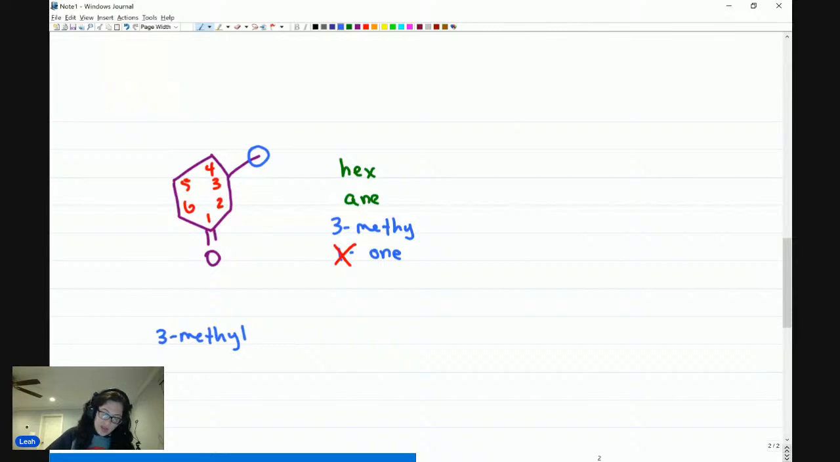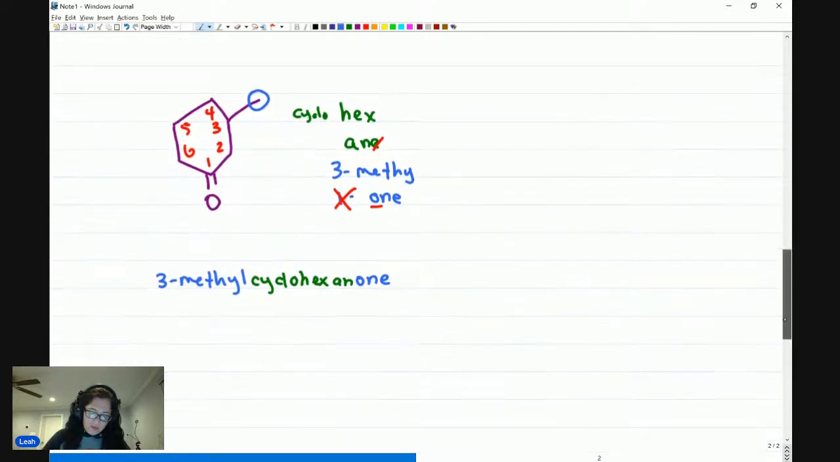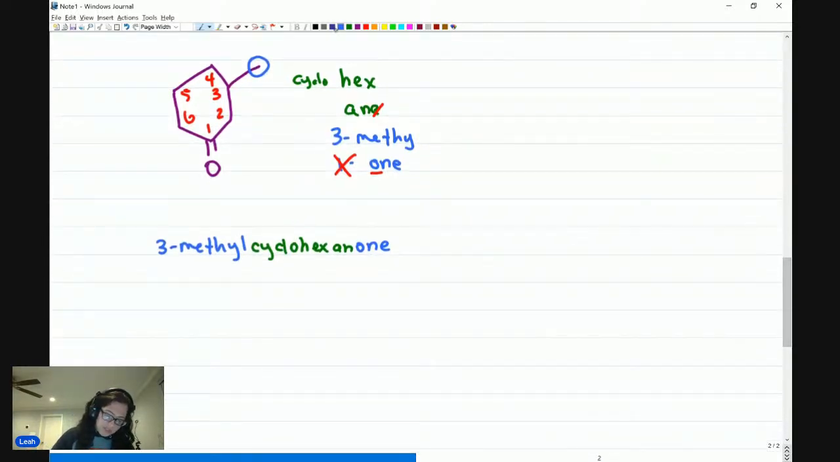And then we have hexane, well, cyclohexane, because it's a ring. Let's not forget that right there. Cyclohexane. But because we have the functional group starting with a vowel, we drop that E and put O-N-E, giving me 3-methyl cyclohexanone. Pretty simple, hopefully, pretty straightforward, a good warm-up question.